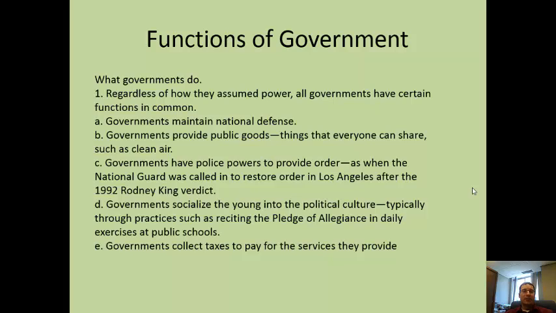So first off, governments maintain a national defense. All right, so if North Korea or Russia or whoever wants to start invading Washington State or Alaska, our government will supply the military to go and defend our property and lives from invaders, right? So governments maintain a national defense, and when you think about it, it seems like a simple statement, but that's actually critically important.